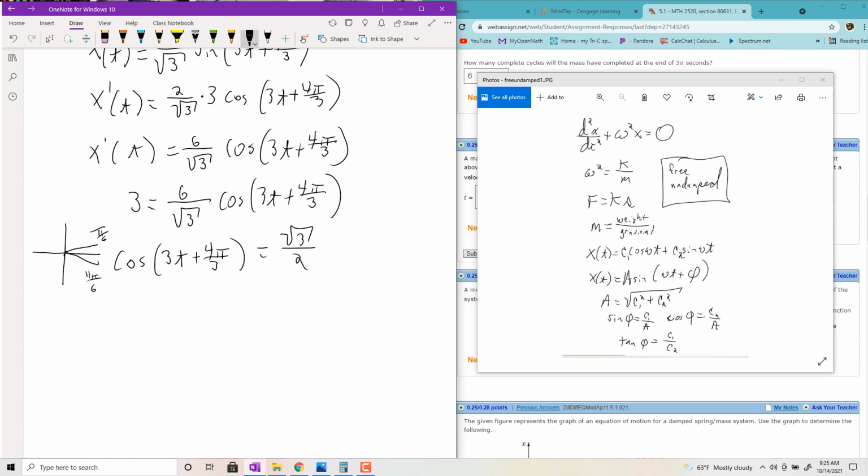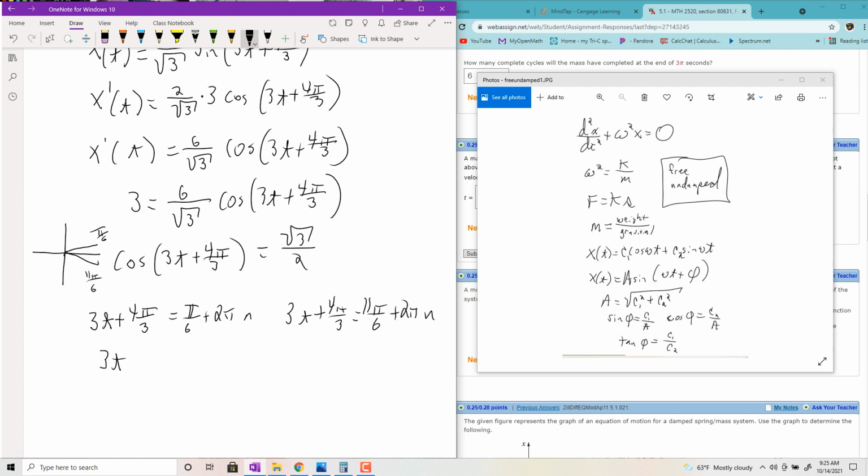So we'll have 2 generating equations that are going to be formed. 3t plus 4 pi over 3 equals pi over 6 plus 2 pi n. And then 3t plus 4 pi over 3 equals 11 pi over 6 plus 2 pi n. Okay. And then you just solve for t.